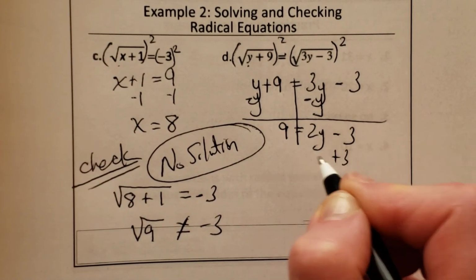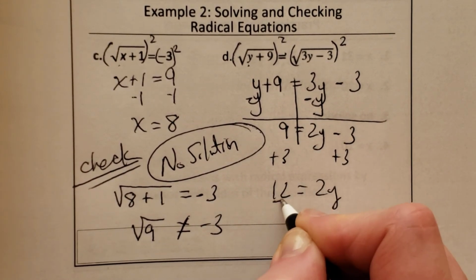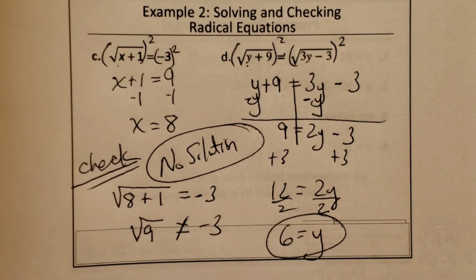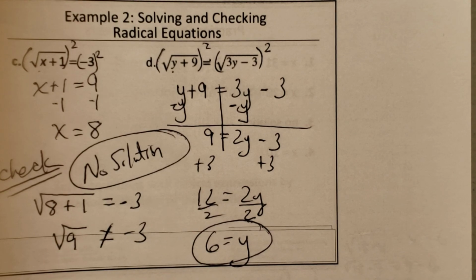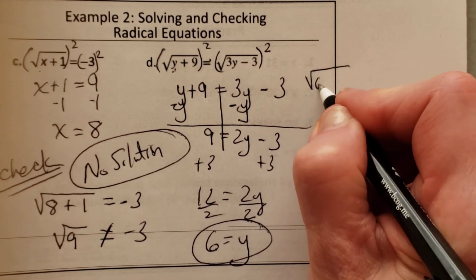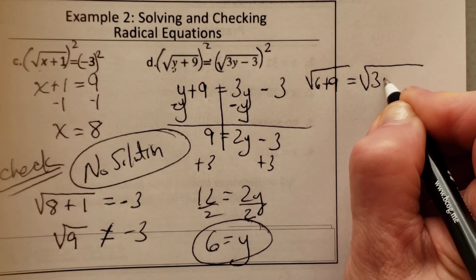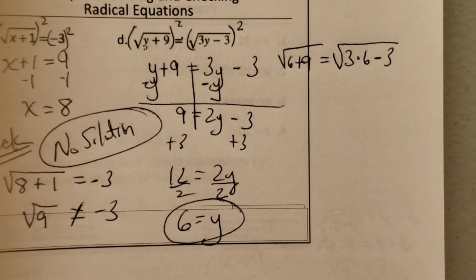I'm going to add 3 to both sides. So I have 12 is equal to 2y. I divide by 2, and y equals 6. So then I'm going to plug in and make sure I got the right answer. So if y is 6, I'm going to write 6 plus 9 is equal to 3 times 6 minus 3. Just plugging in 6 for y.